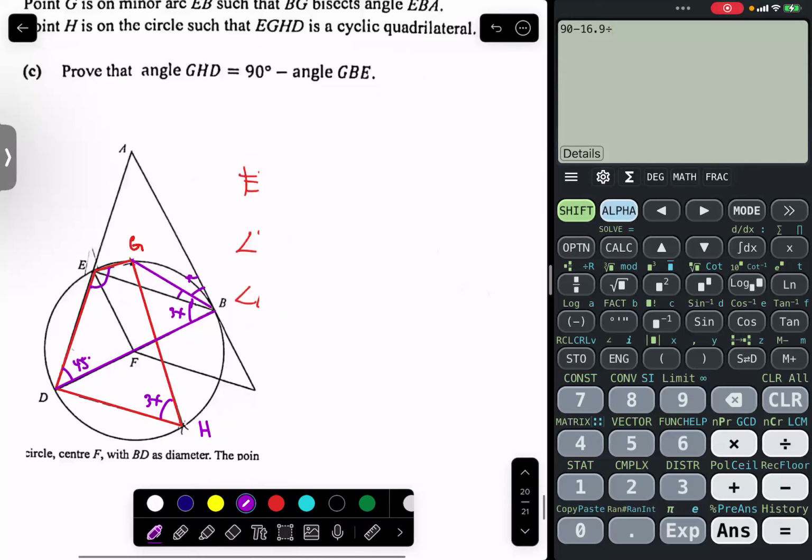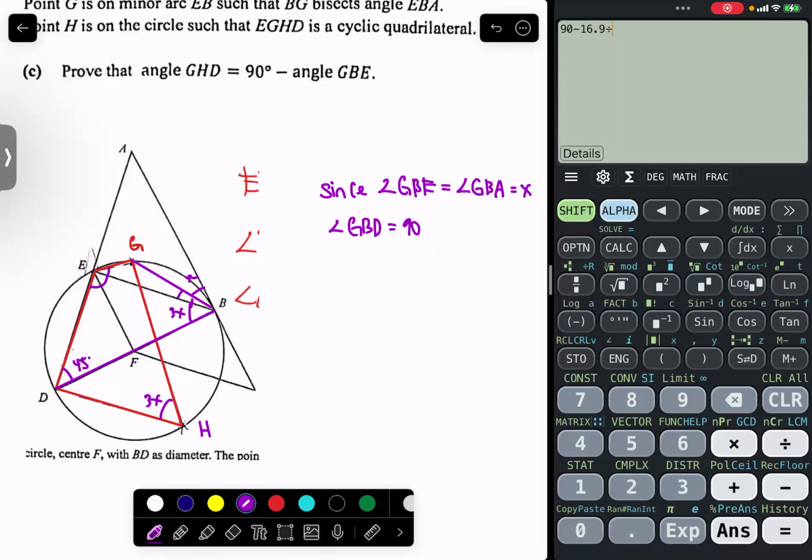Okay, since angle GBE equals to angle GBA, let it be x. Then angle GBD equals to 90 minus x. Okay, cyclic chord, we'll put that at 180 minus 90 minus x.